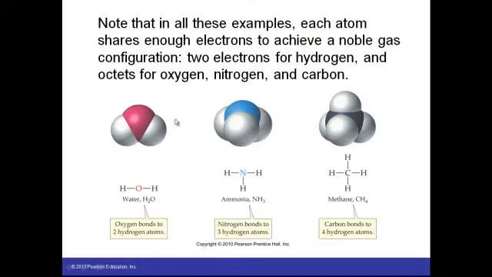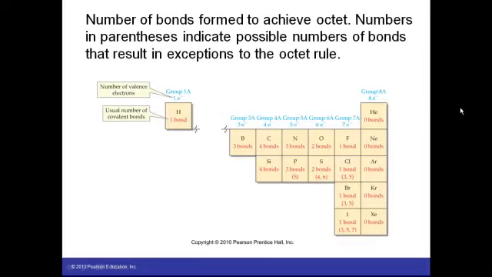So these are the examples that we gave on the last page. We gave our water example, the ammonia example, and the methane example. Note that all of these are sharing their electrons so that each atom involved in the bonding pair reaches its noble gas configuration of electrons. So the octet rule is still in play when we're talking about covalent bonds, just like it was when we were talking about ionic bonds. The number of bonds formed to achieve our octet is going to be the same number of electrons that the atom needs to reach its octet state.